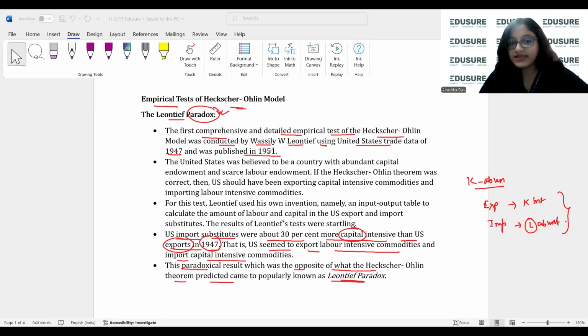They ask you this kind of data, when this result was published. Also, one important thing is that Leontief used his own invention, namely the input-output table, to test the Heckscher-Ohlin model empirically. If you are an economics student at undergraduate level, I hope you have studied this concept of the input-output table. It was also propounded by Leontief to test the Heckscher-Ohlin model empirically.